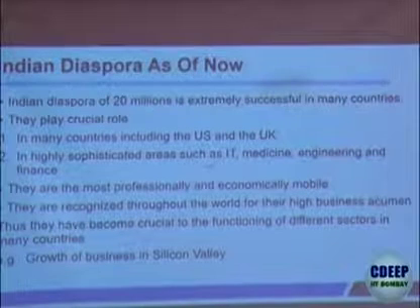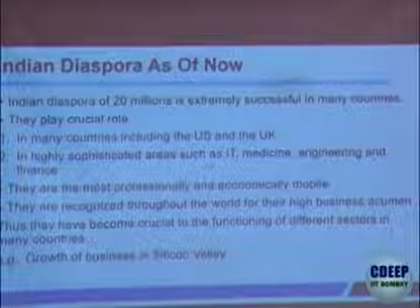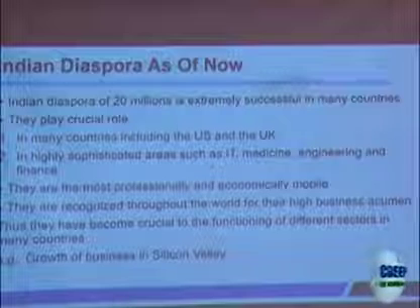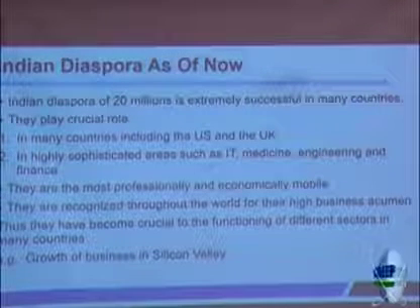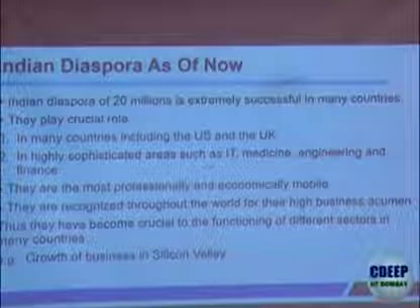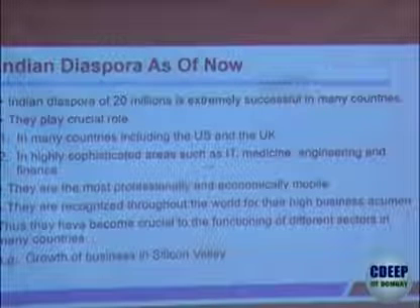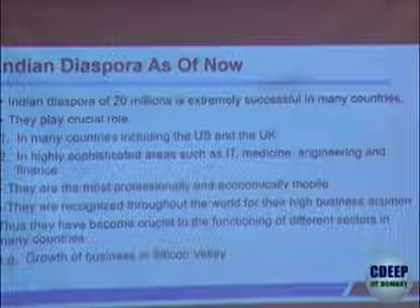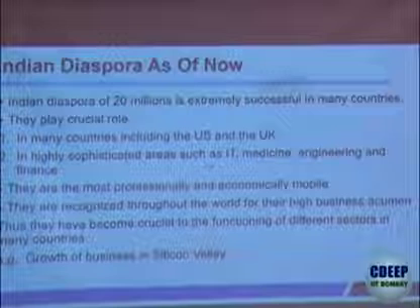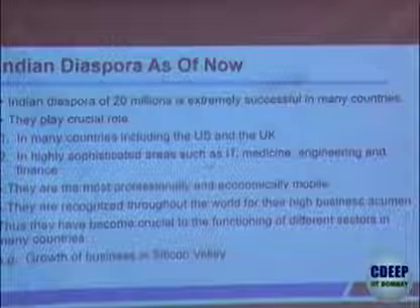So we were talking about the Indian diaspora. The Indian diaspora is basically 20 million and is extremely successful in many countries. They play a crucial role in many countries, such as the US and the UK. Also, they are into highly sophisticated areas such as IT, medicine, engineering, finance. They are professionally and economically mobile. And also, they are recognized throughout the world for their high business acumen.